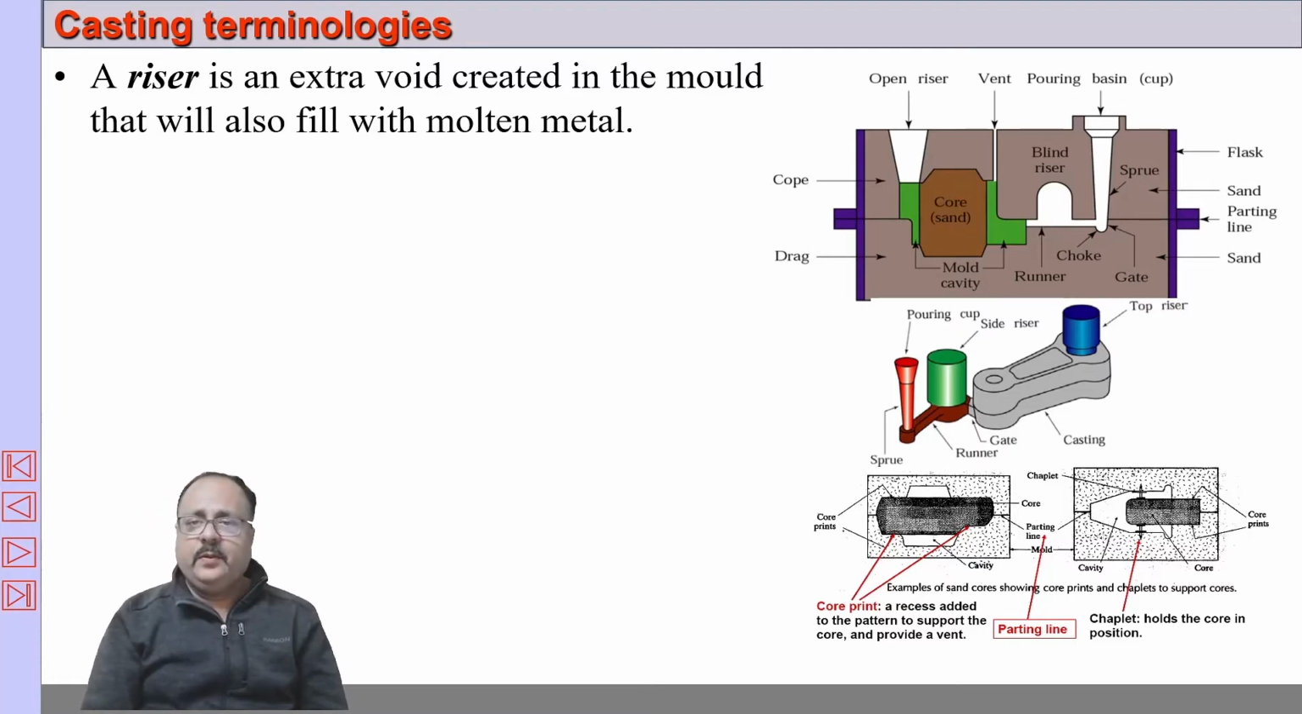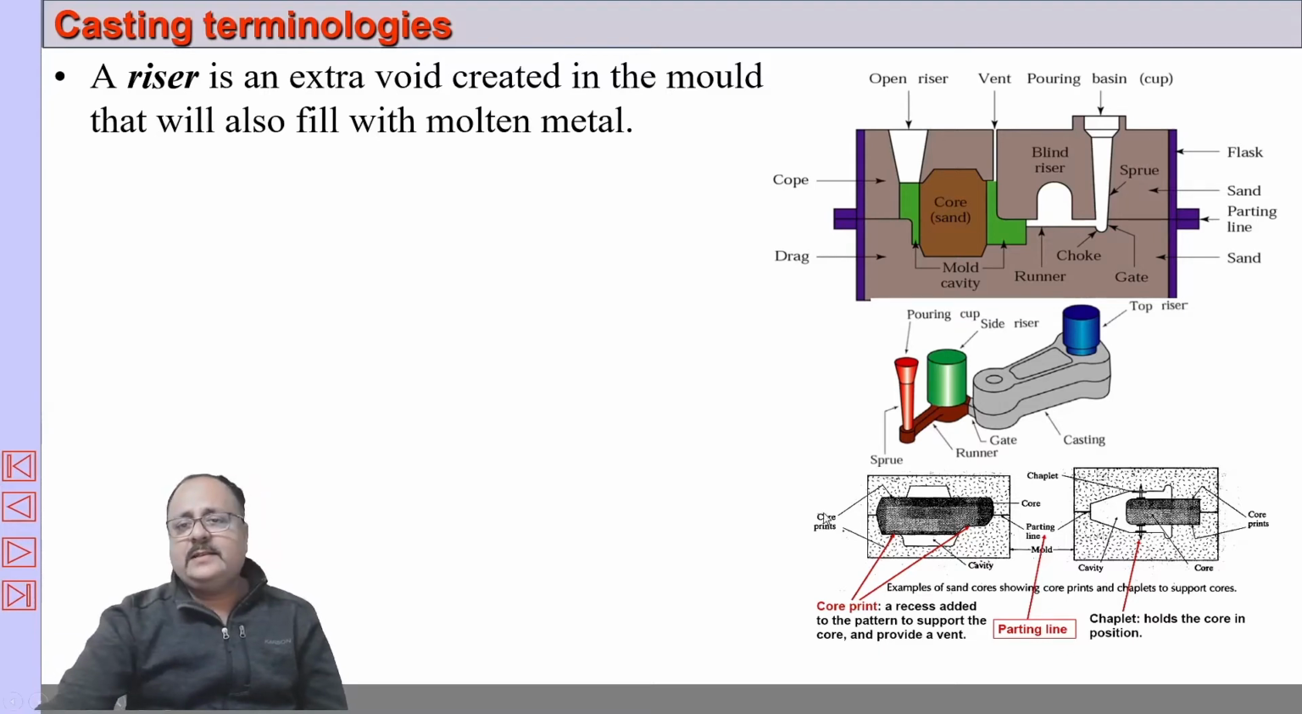Now, the riser is placed and designed in such a way that the liquid metal solidifies in the riser at the end. Therefore, when the metal in the mold solidifies, there is enough liquid metal in the riser to compensate. It is by design and by placement of the riser that the liquid metal in the riser will solidify at the end. Therefore, it is able to compensate with liquid metal while the metal in the mold is solidifying.